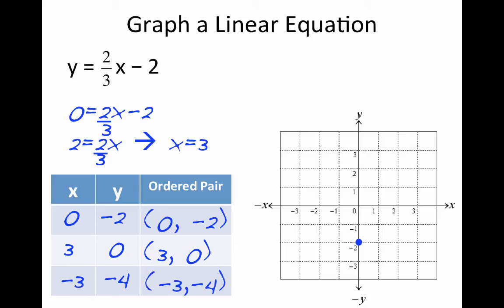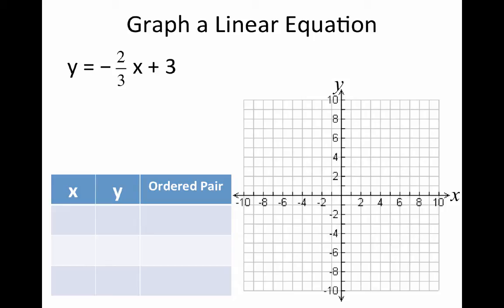We can graph the points. When x is 0, y is negative 2. When x is 3, y is 0. And when x is negative 3, y is negative 4. Notice all three of those ordered pairs fall on a straight line. That straight line is the graph of the equation y is equal to 2/3 x minus 2. And any point on that line will form a solution to that equation.